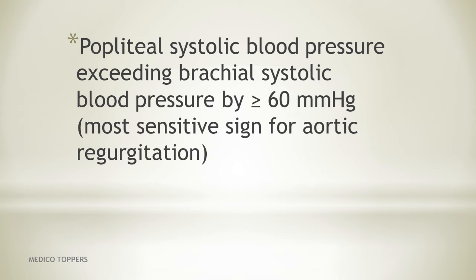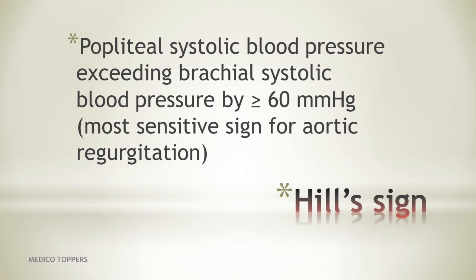Popliteal systolic blood pressure exceeding the brachial systolic blood pressure by more than 60 mmHg. This is considered to be the most sensitive sign for aortic regurgitation. Try to remember this pressure change because this might be asked in MCQ. And the sign name is Hill sign.